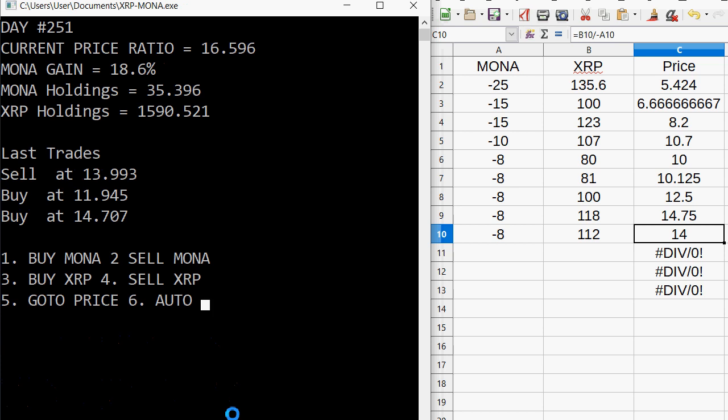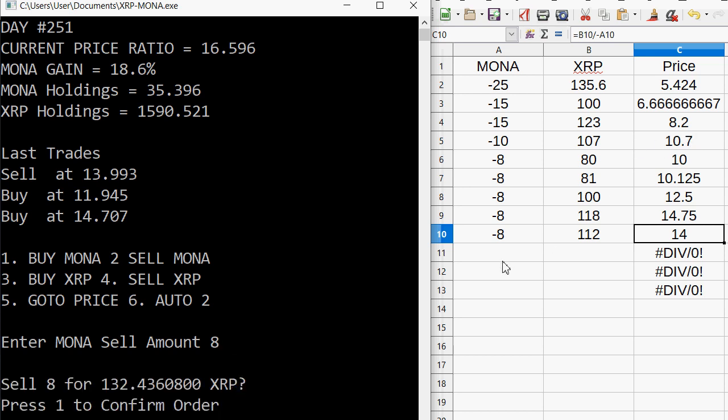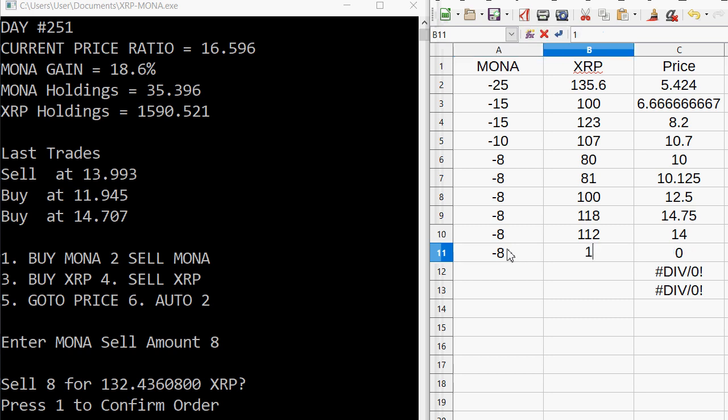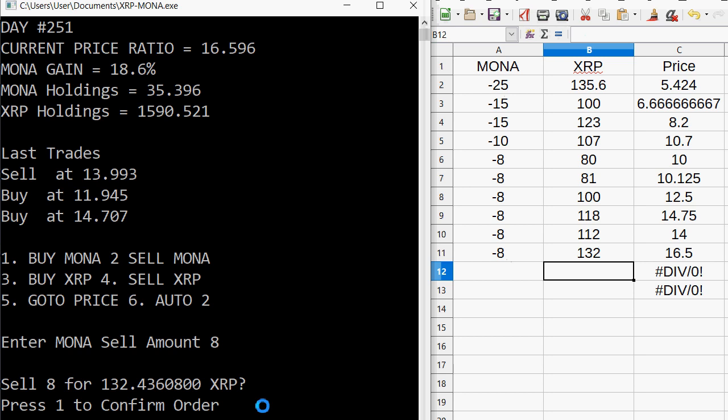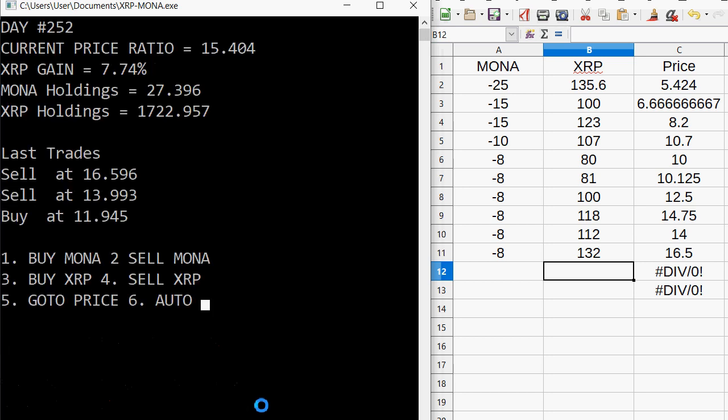Okay, so another Mona gain. Can we afford to sell 8? I have to think, yeah, I've got 35. I'm going to be down to 27. I don't think I'm in problematic state yet. So let's go -8. Now I'm getting 132 Ripples. I had to sell 25 to get almost the same amount before. But that's how the game is played.